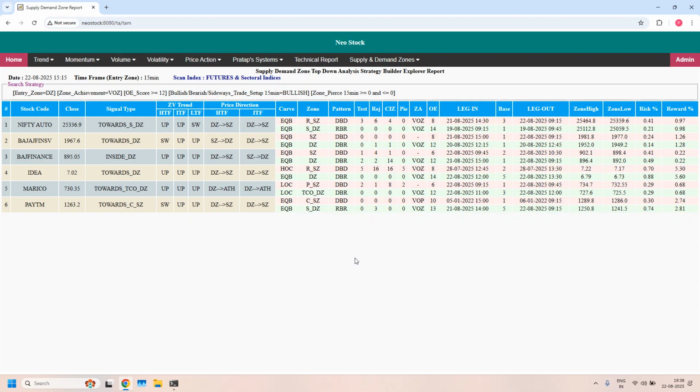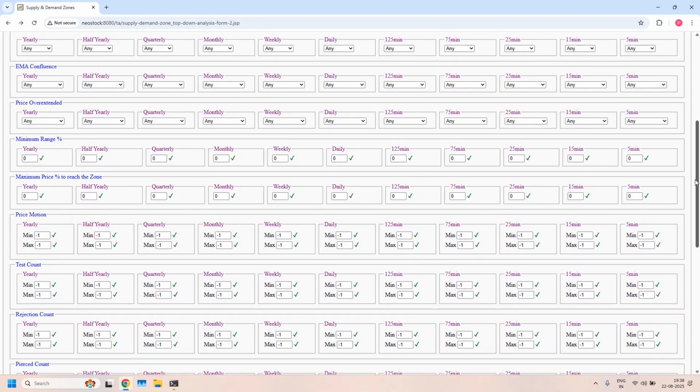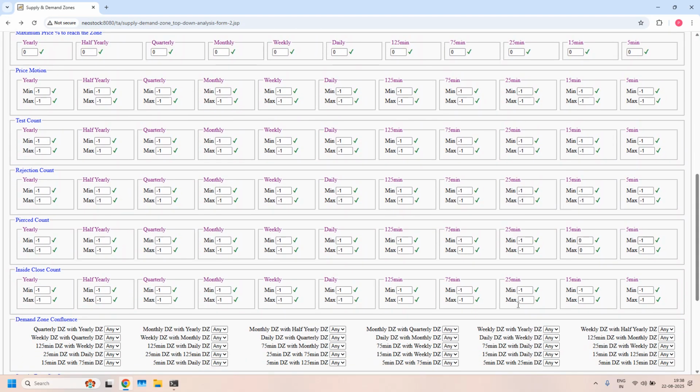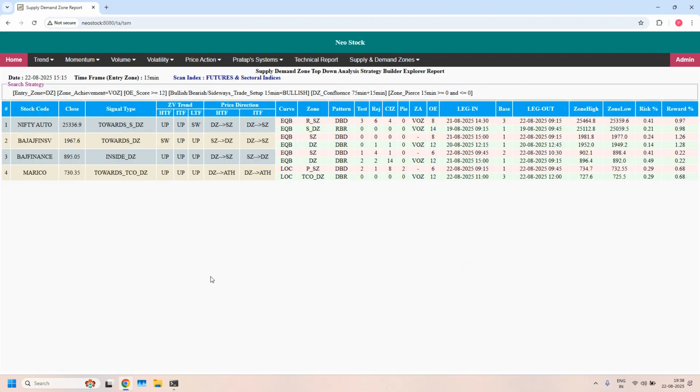So the first one is LTF and ITF demand zone confluence, and thereafter ITF EMA confluence. So I'm going back, adding a new filter, demand zone confluence. Here LTF and ITF is 15 minutes and 75 minutes demand zone confluence. By enabling the filter, we got 4 stocks. In all these 4 stocks, the 15 minutes demand zone is overlapped with the 75 minutes demand zone.